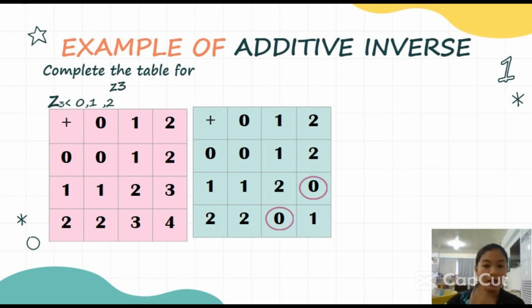Then diri para makuha ang remainder, diba? Diri 2 plus 2 is equal to 4. So 3 mod 0 is equal to 0. So same here, 0 gihapon kay 3 mod 3 rather is 0 man siya.